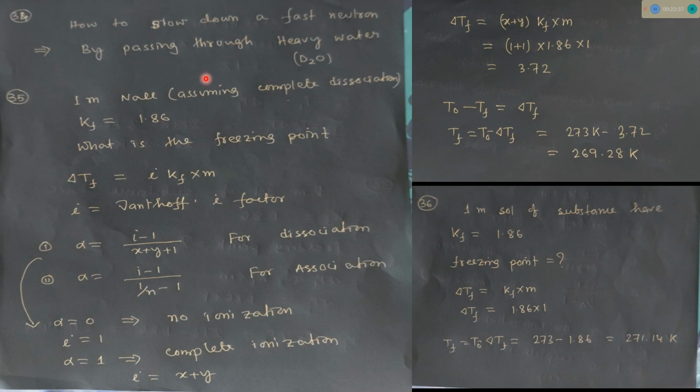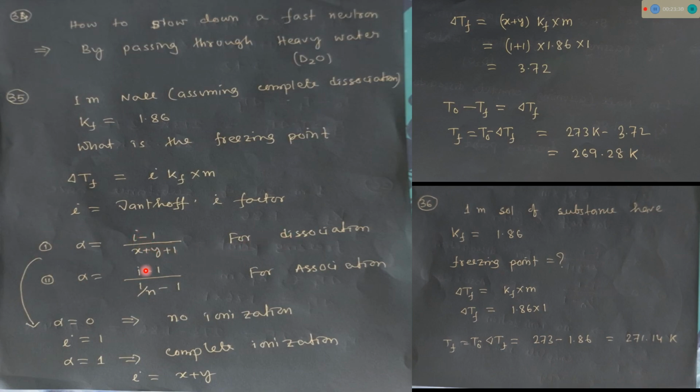If we consider the dissociation of any electrolyte, with degree of dissociation alpha, then we can establish this equation: alpha equals (i minus 1) by (x plus y minus 1). Here x is the number of cationic species and y is the number of anionic species after dissociation of the solute. i is the Van 't Hoff i factor.